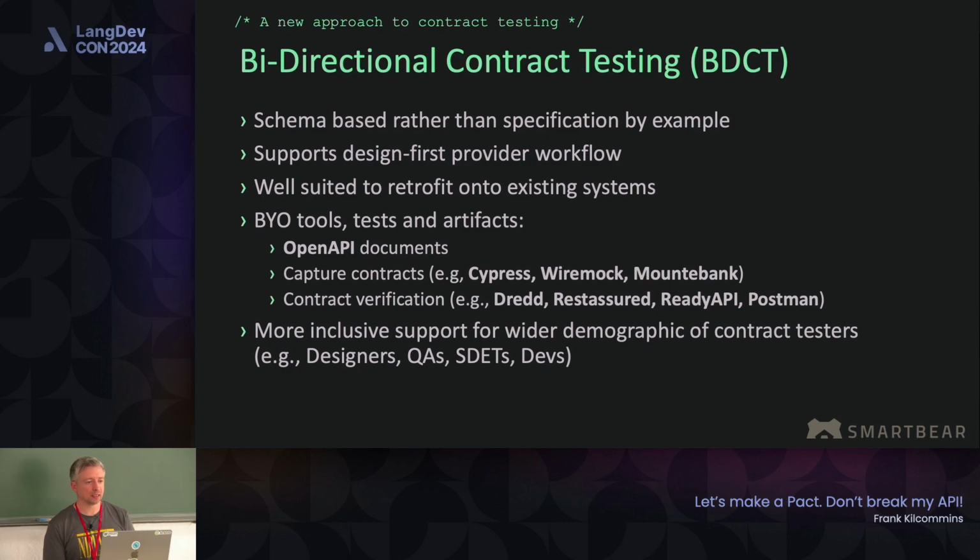And I like to think about it as a more inclusive means of contract testing. Consumer-driven contract testing really happens at the unit testing level, so you need access to the code. This involves a broader group of stakeholders, so it could be API designers or system designers, it could be QA folks, SDETs, and of course developers as well.